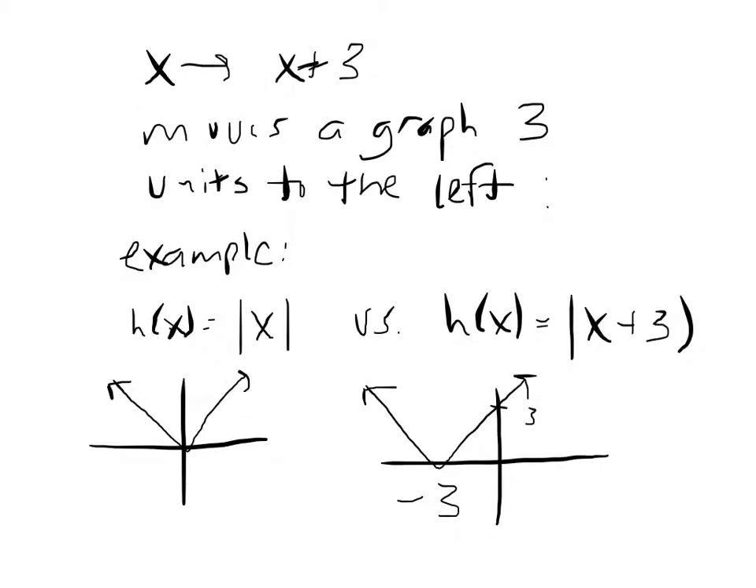So if replacing x with x minus 2 moves 2 units to the right, if I replace x with x plus 3, I would guess that I'm going to move 3 units to the left. And indeed, comparing the absolute value of x with the absolute value of x plus 3, I move my V 3 units to the left. Note, putting in a value of -3 here leads me to what I had when I put a 0 in over here. So putting in a 0 gets me a 0. Putting in a -3 here is going to get me the same output, or 0. I've moved my V 3 units to the left.